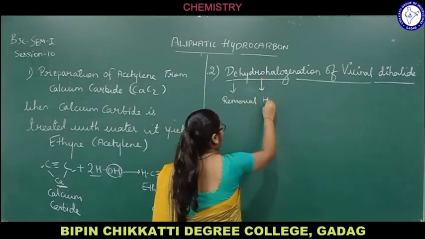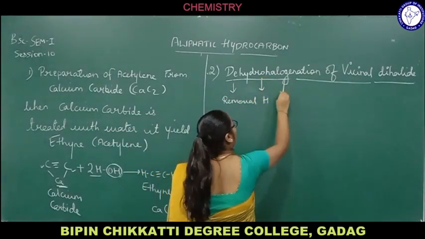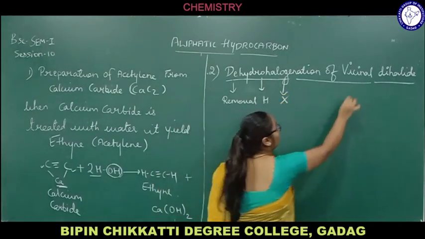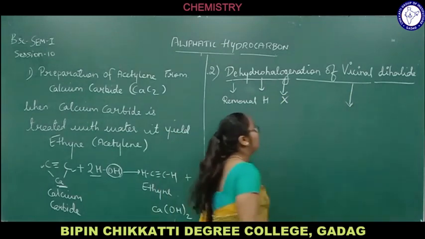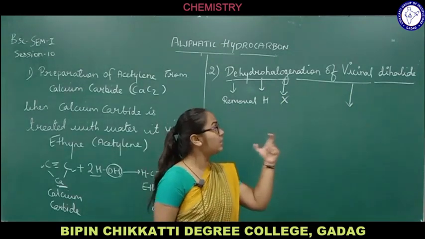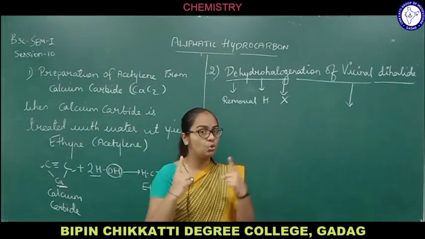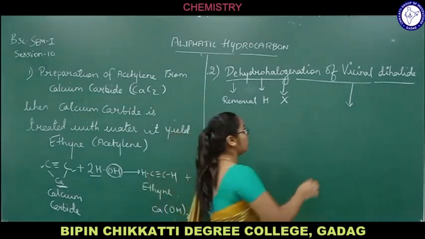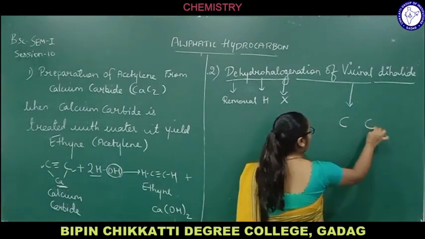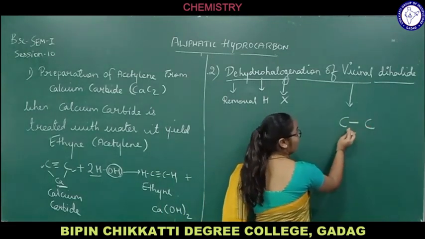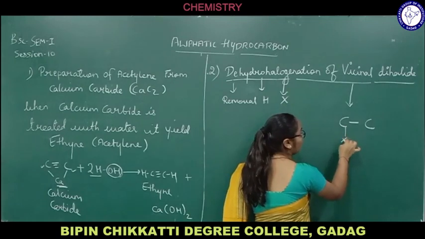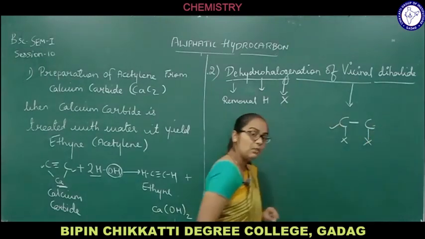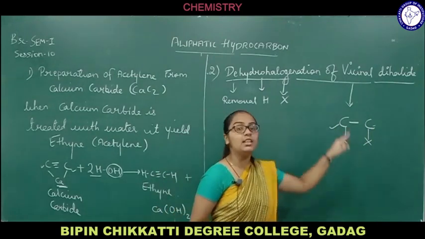Hydro means hydrogen. Halo means halide group, X group. Now, do you understand the word vicinal dihalide? Dihalide means two halo groups, right? Two halogen groups will get attached between the carbon-carbon atoms, and those two halo groups will get attached in an adjacent manner on the carbon atoms. I repeat once again, vicinal means what?